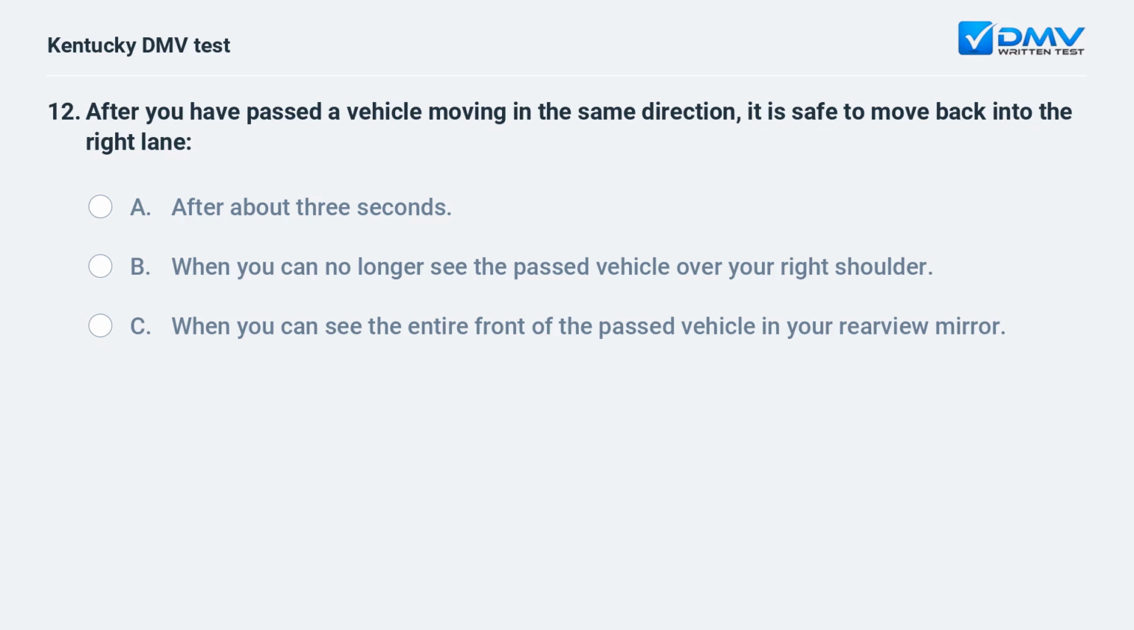After you have passed a vehicle moving in the same direction, it is safe to move back into the right lane? A. After about 3 seconds. B. When you can no longer see the passed vehicle over your right shoulder. C. When you can see the entire front of the passed vehicle in your rearview mirror.